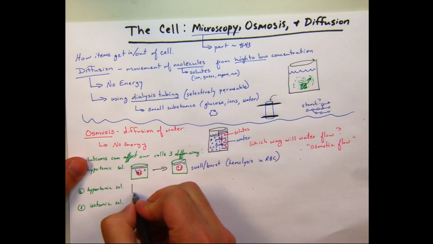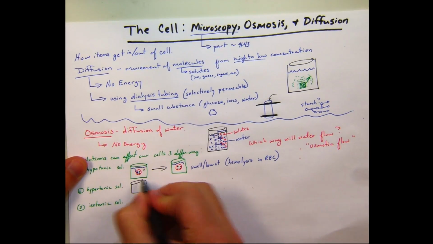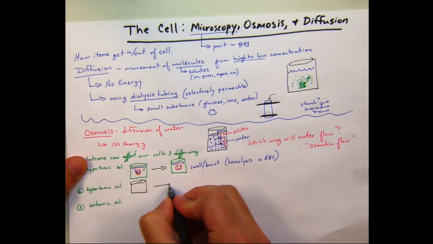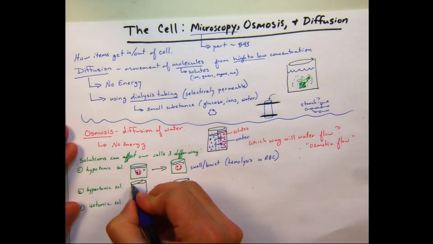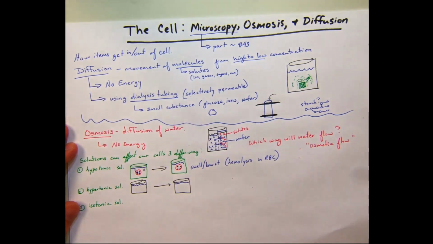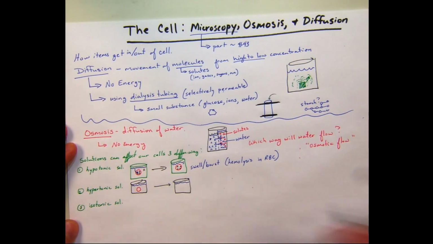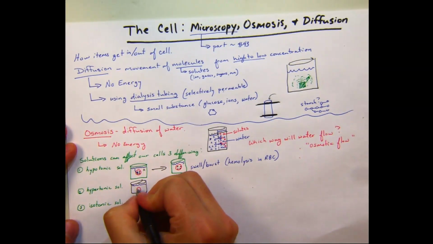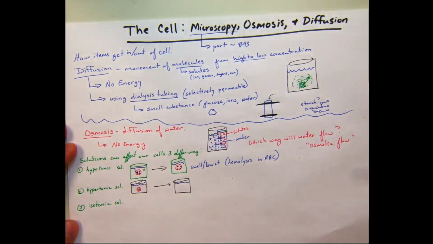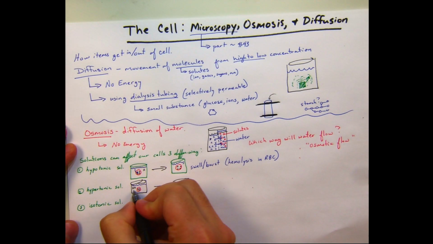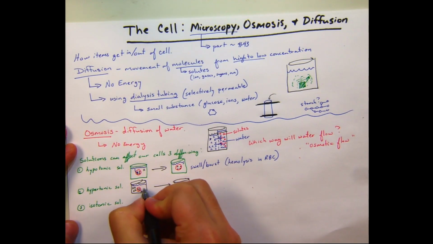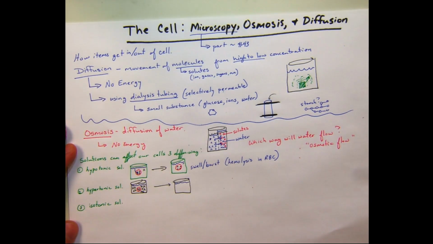Right. Hypertonic solution. In a hypertonic solution, we have... Let's stick with our red blood cells. In this case, we're going to have our concentration inside the cell, but we have too many solutes outside, hence the hypertonic portion.